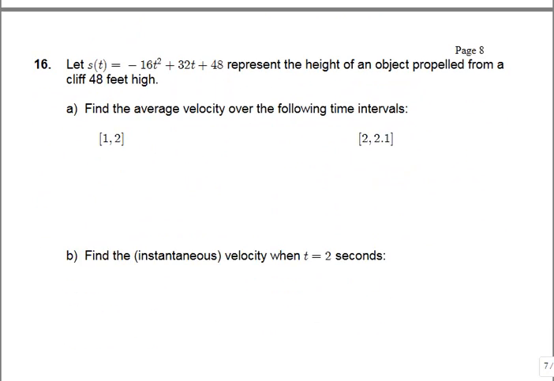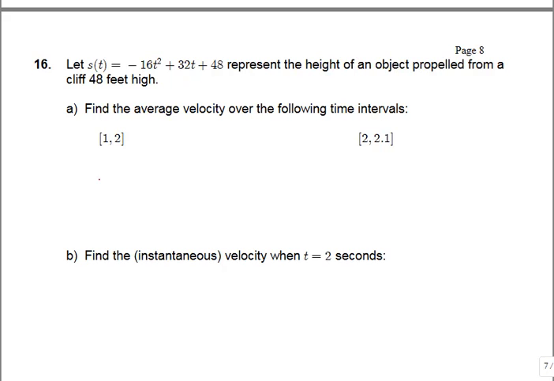So let's try a couple of examples with this. Let s of t equal negative 16t squared plus 32t plus 48. And this represents the height of an object propelled from a cliff 48 feet high. So the first question is to find the average velocity over the following time intervals.